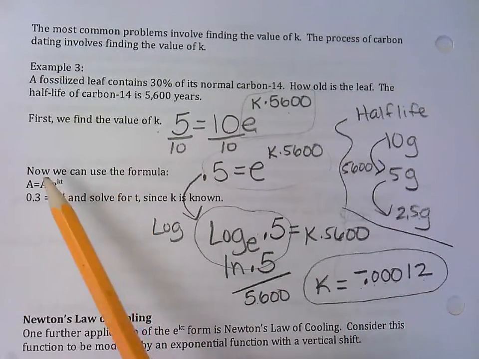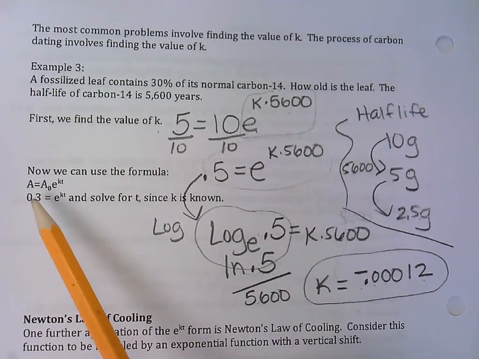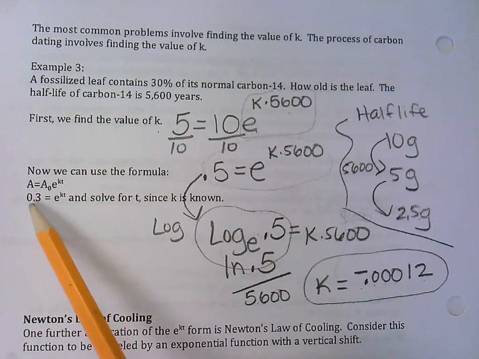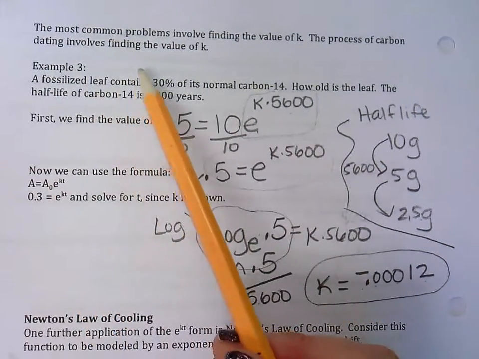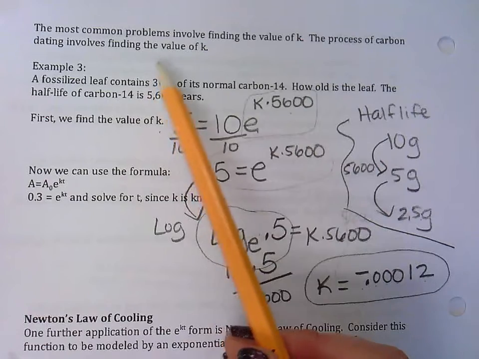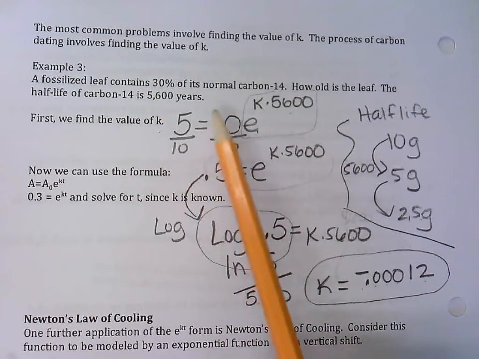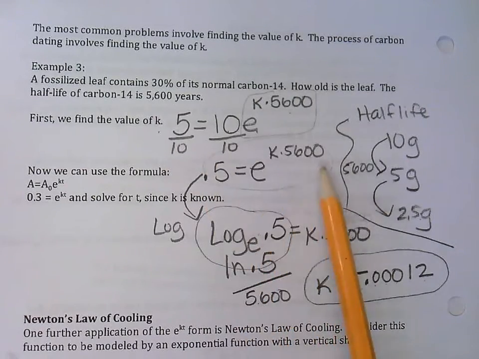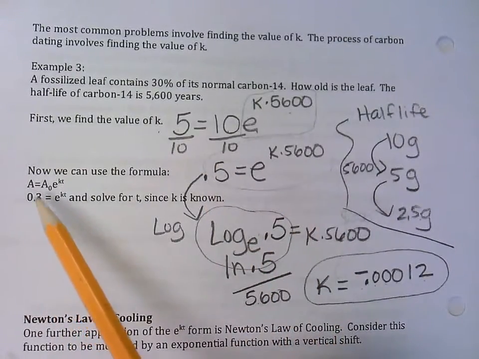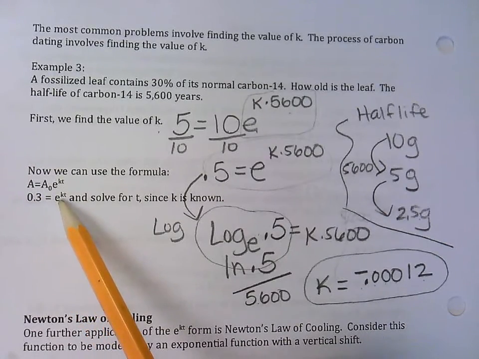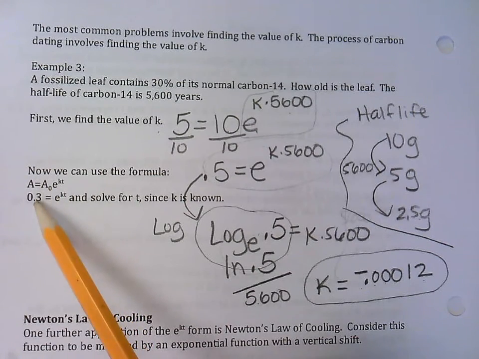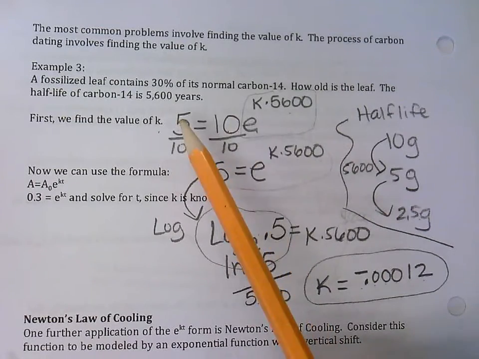So it says now we can use this formula: 0.3 equals e to the kt. Where's this 0.3 coming from? 30% of carbon 14. Originally, remember, it was 50% for half-life, so we represented that by 0.5 equals e to the k times 5600. They're jumping ahead and saying, okay, I have 0.3 for 30% equals e to the kt. So they picked a number like 100, and put 30 and divided and got 0.3, just like we did 10 and 5, divided and got 0.5.